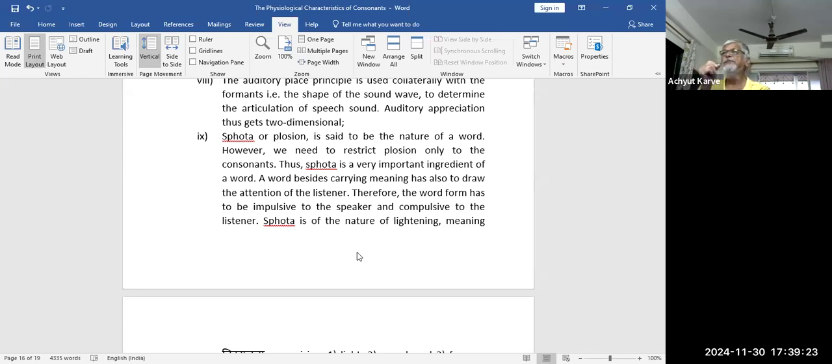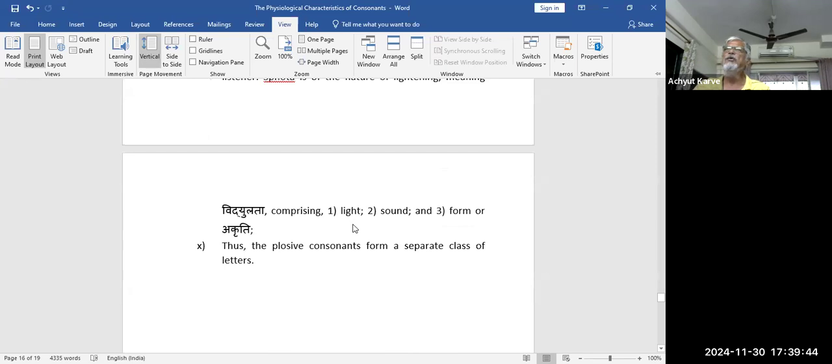So spota is important, and that is how, if there is clarity in the phonation of consonants, the listener will get glued into what you are speaking. So he will listen and he will also draw meaning from it. Thus, the word form has to be impulsive to the speaker and compulsive to the listener. Spota is of the nature of lightning, meaning vidyulata, comprising light, sound, and form or akruti. Thus, the plosive consonants form a separate class of letters.